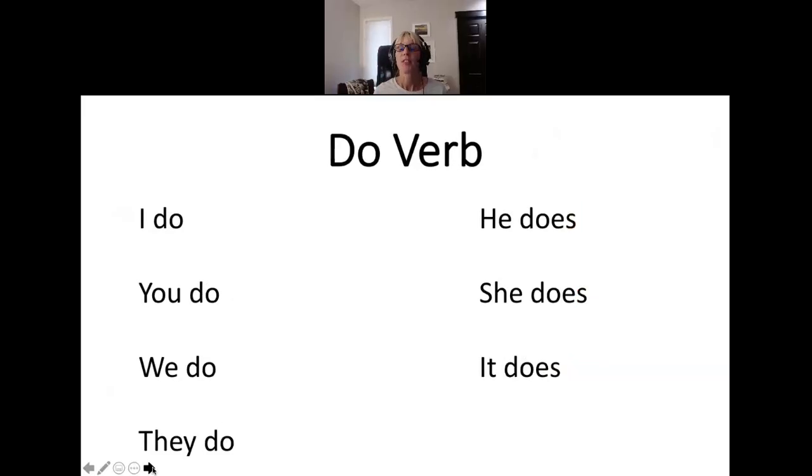The do verb. I do, you do, we do, they do, he does, she does, it does. He, she, it need an S at the end. Because do ends in an O, we use ES in English. When a word ends in a vowel, usually O, we use ES.